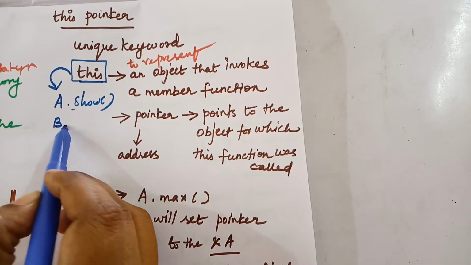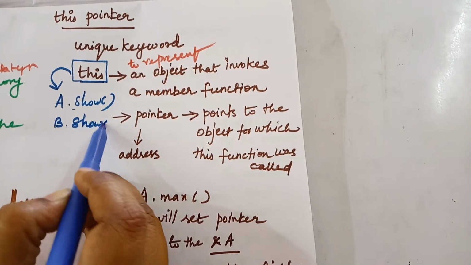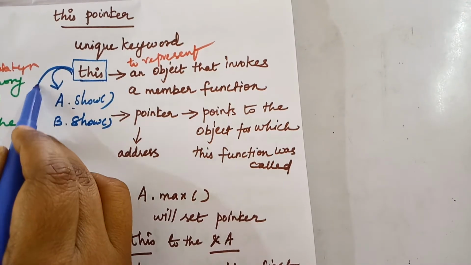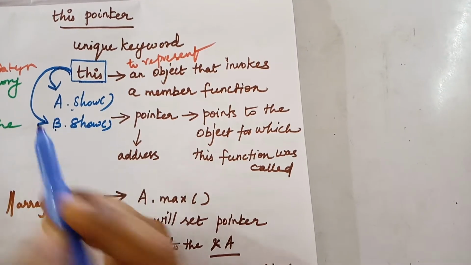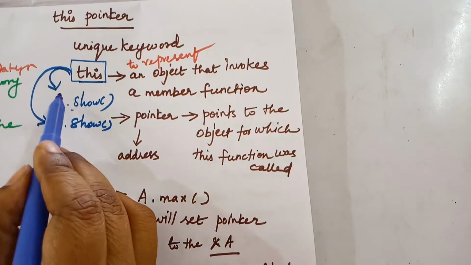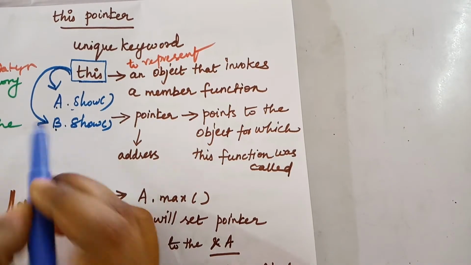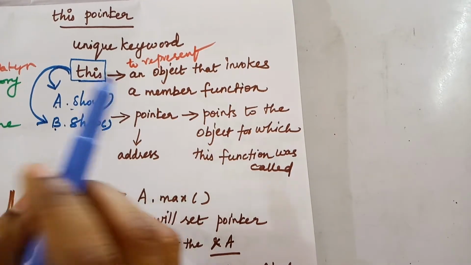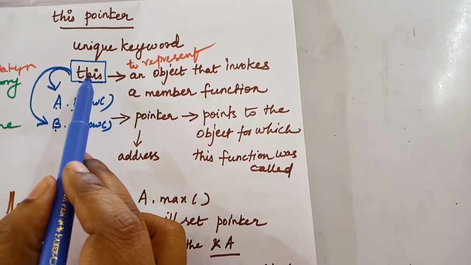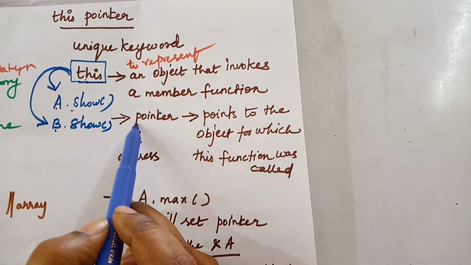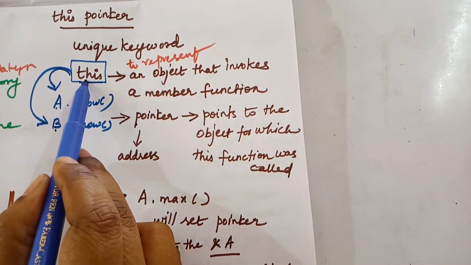For example, b.show(). So this represents b. First it represents a, then it represents b, based on the address. Again, this is another pointer.